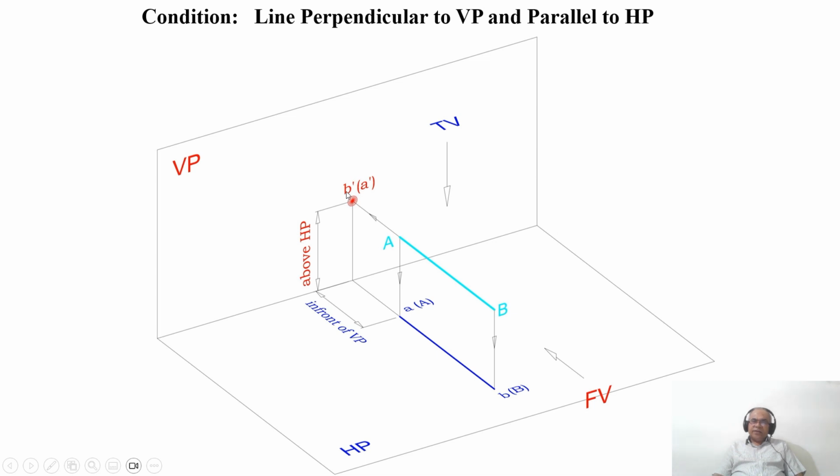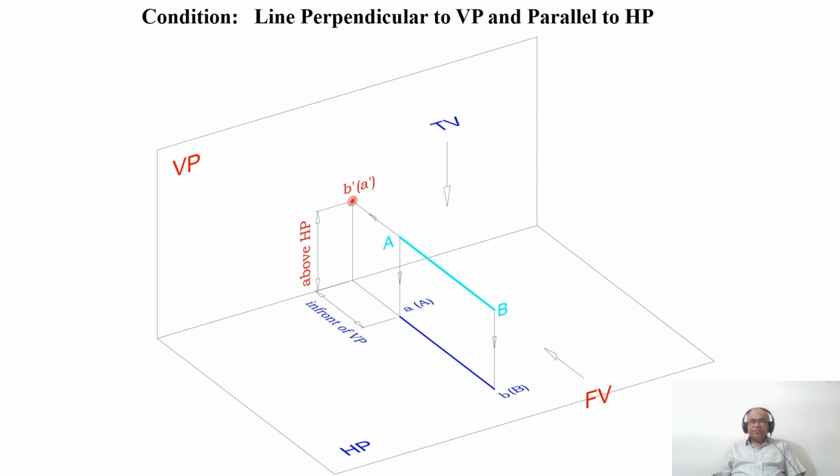Can we get the true length in the front view? No, because I have to look in the top view. In the top view, if you look, both A and B are not equidistant from the vertical plane. A is nearer to VP and B is away from VP by a certain distance. That is the reason why this view will not be in true length. And you are getting a point because the line is perpendicular to VP and parallel to HP. That is the reason why you are getting a point in the front view.